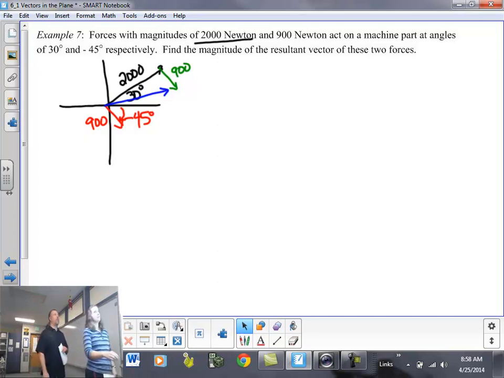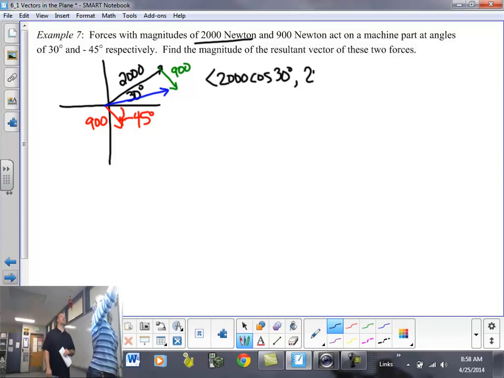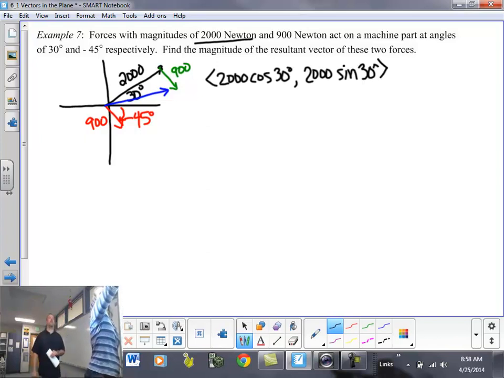All right, so the component form, again, when we knew the angle and the magnitude, we could write 2,000 cosine of 30, comma, 2,000 sine of 30. That was the component of the first force. Yep, that's the black one. All right. How about the second one? How about the 900, the red one?